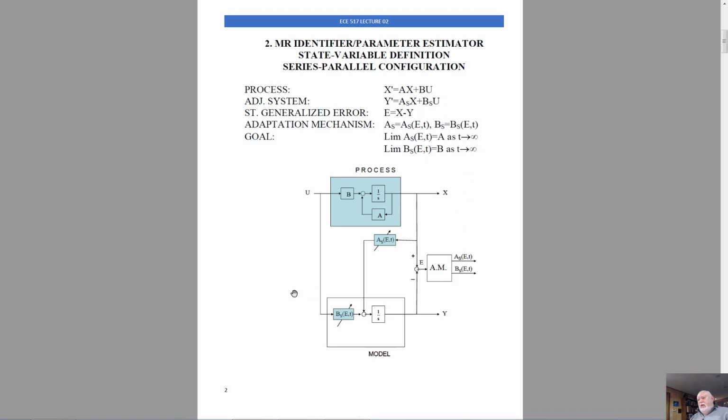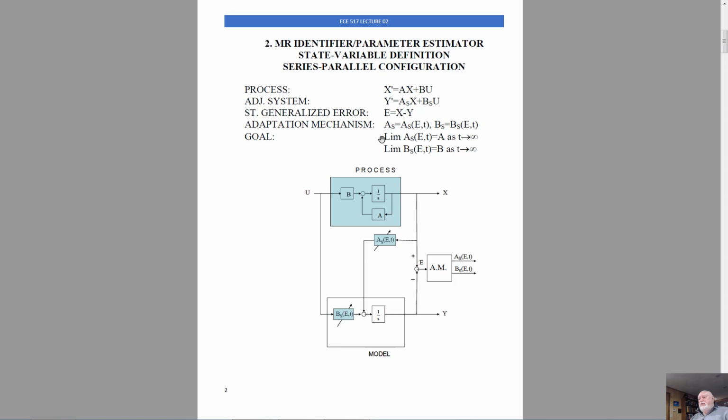This is why we claim that matrix B represents the parallel part of the adjustable system, and matrix A is a series part of the system. Now, state generalized error is the difference between the state vector of the reference model and the state vector of the adjustable system. Adjustable matrix A of the adjustable system is defined as a function of error and time. Matrix B is defined as a function of error and time.